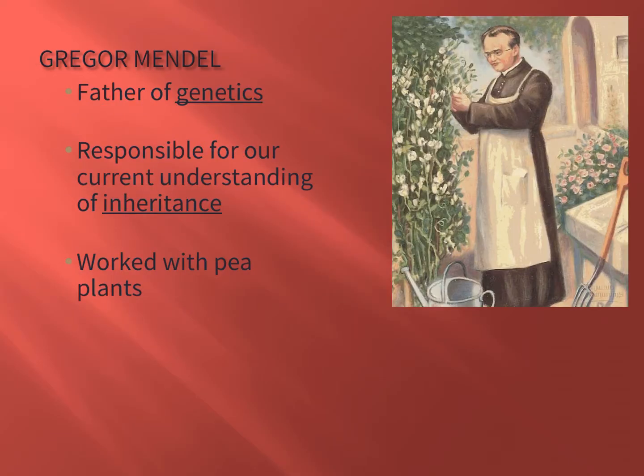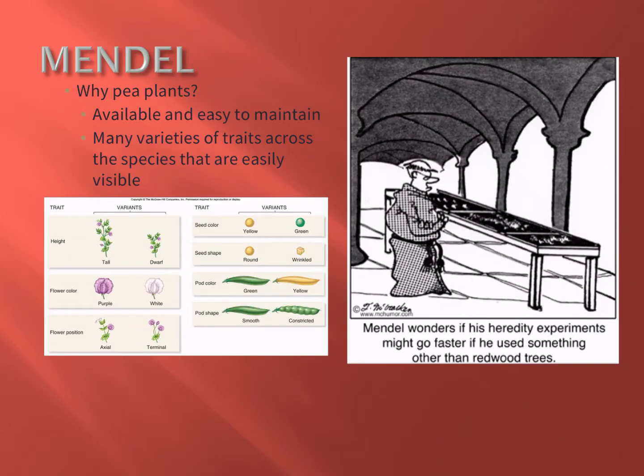And then Gregor Mendel came around, and he's who we know as the father of genetics, and he is really responsible for what we currently understand about inheritance and patterns of inheritance. And he figured all this out by using peas, or pea plants.